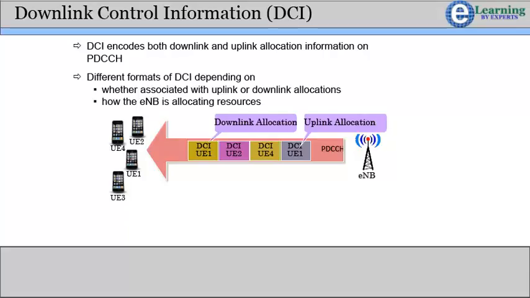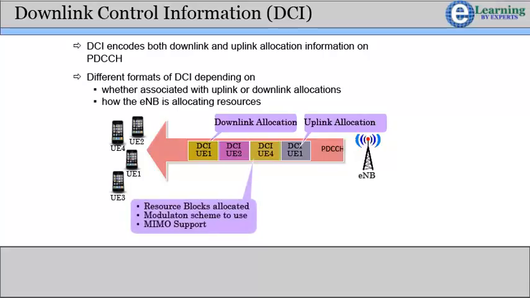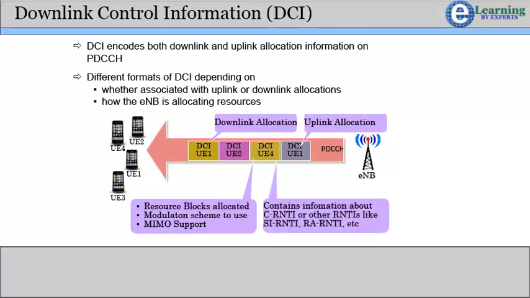There are various formats of DCI depending upon whether it is associated with uplink or downlink allocations and according to how the ENB is allocating resources. The resource allocation information includes the number of resource blocks being used, the modulation scheme used, and support for multiple antenna transmissions. Within the DCI is where we will find the CRNTI or other RNTIs like SIRNTI, RARNTI, etc.